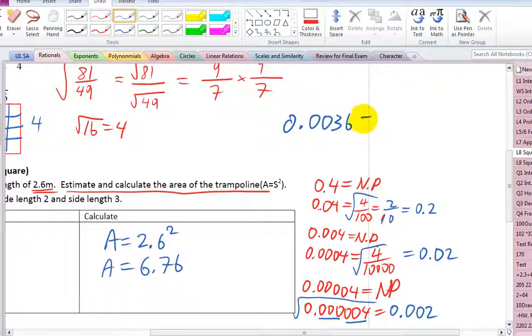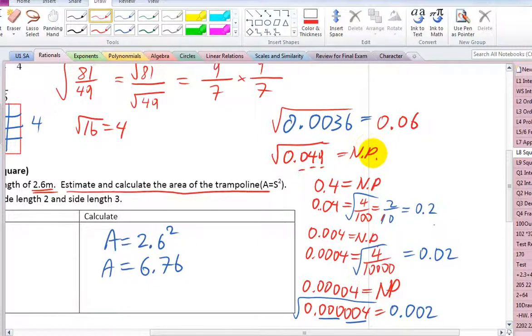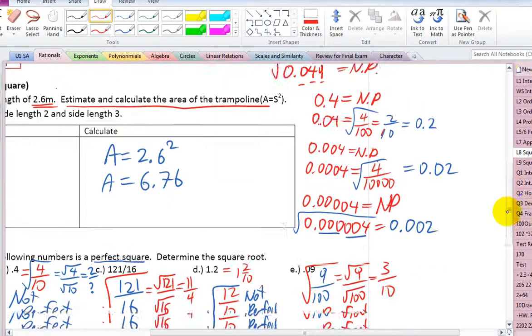0.0036. What is that if you square root it? 0.36. Okay. No. 0.06. Sorry, you guys. 0.06. Well, this one, 0.049. 1, 2, 3. It's not perfect. Okay, continuing on then.